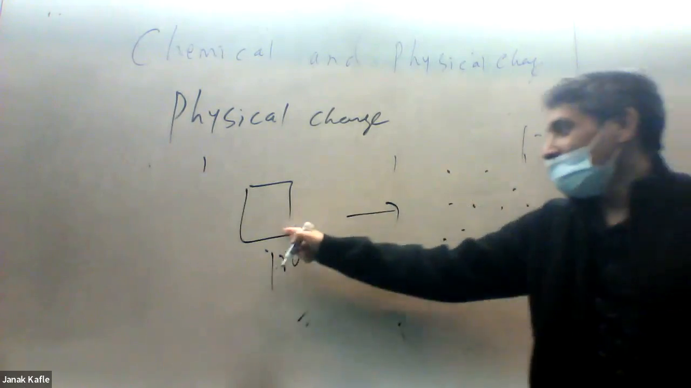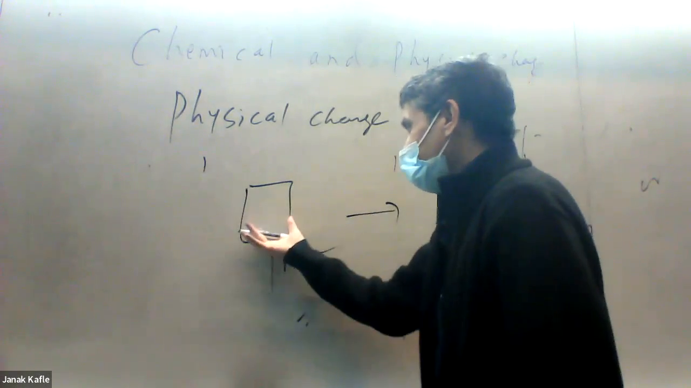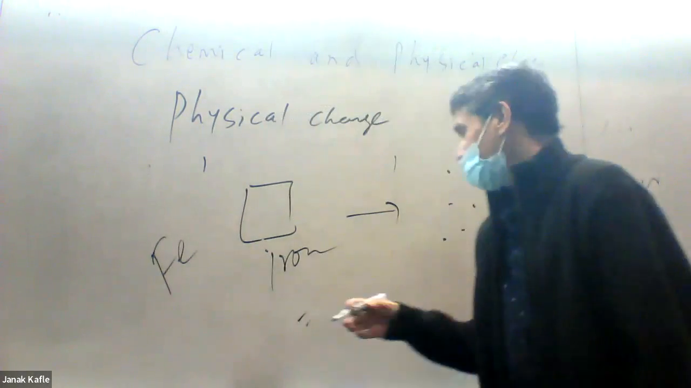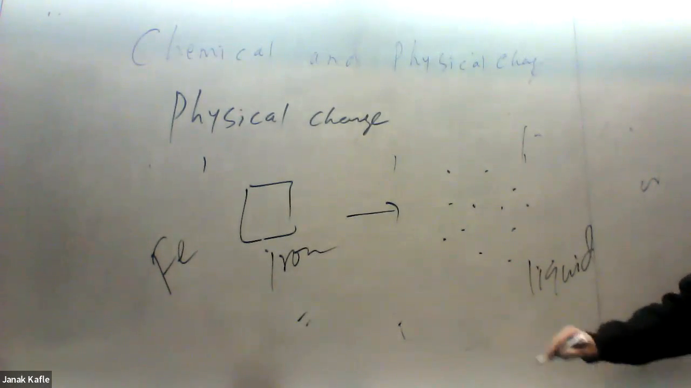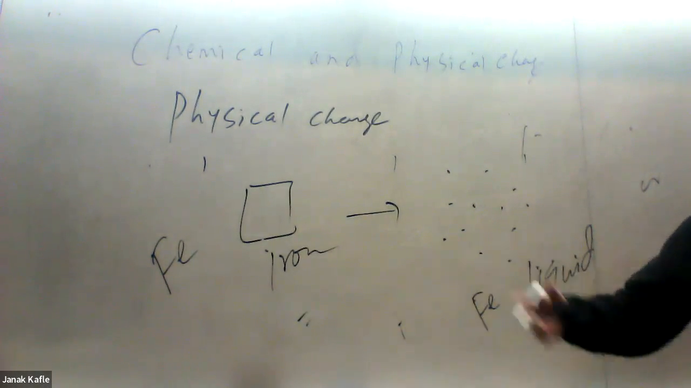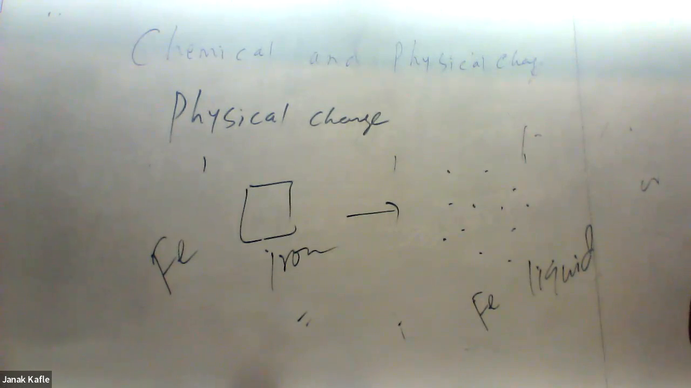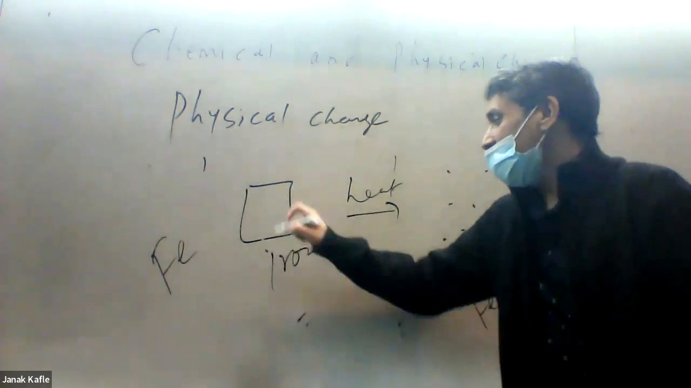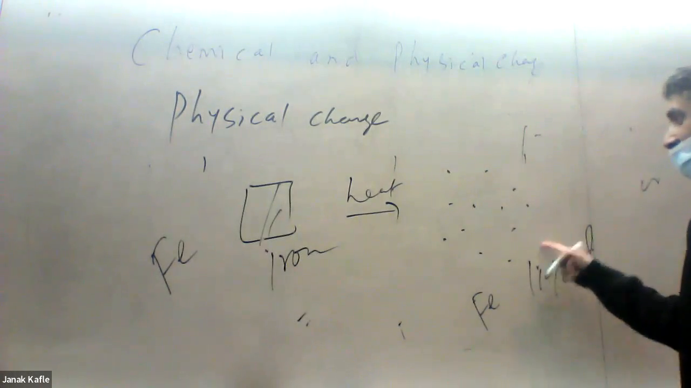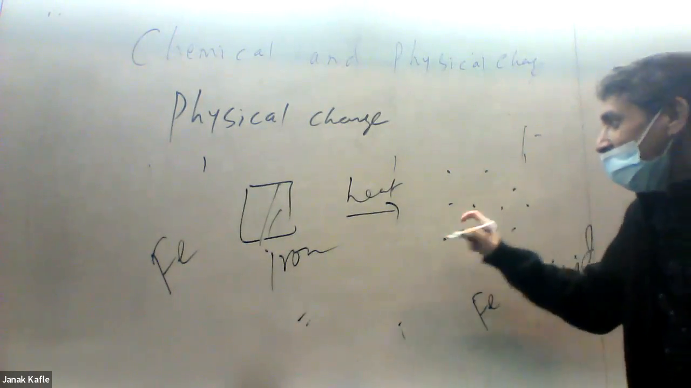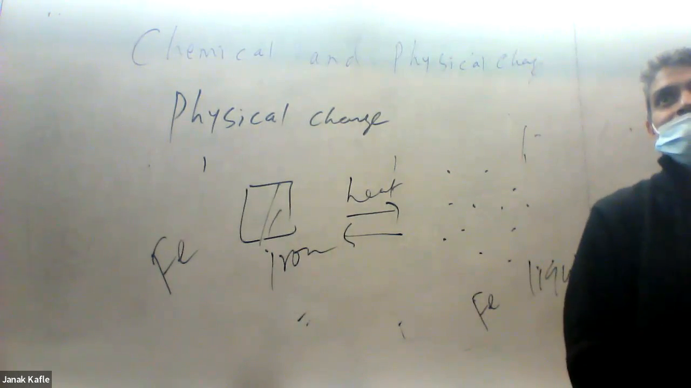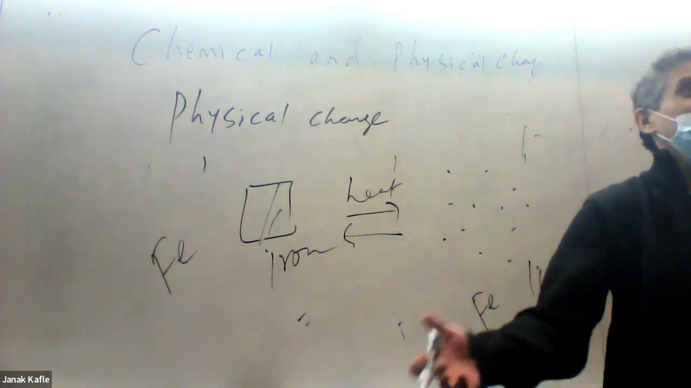If you take a small piece of this and throw it into the machine, it will say, oh, there is Fe. And if you take a little bit of this liquid and throw it into the machine, it says Fe. So essentially, this is the same material. Make sense? If you heat the solid iron, it becomes liquid iron. Now cool this liquid iron, and it becomes solid iron. This is also reversible. Make sense? It's the same thing.